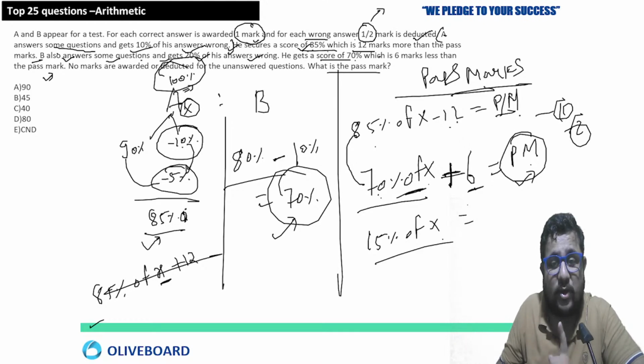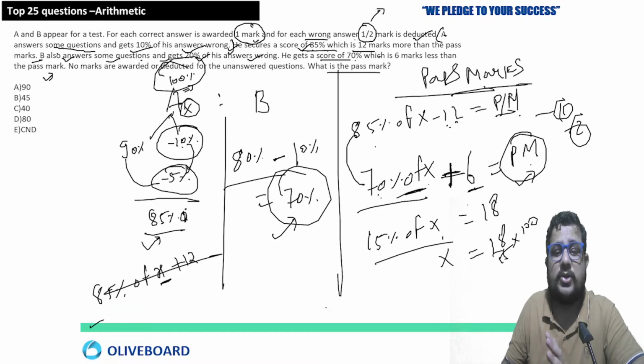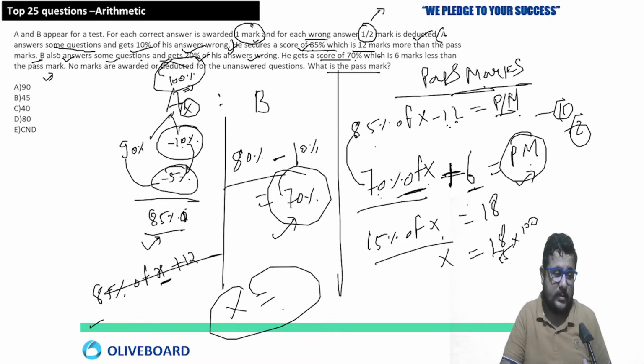So 15% of X is equal to what? Minus 12. Okay, will become what? Plus, okay, will be added when we subtract both the equations. So it will become 18 here. So X equals 18 by 15 multiplied by 100. Okay, so you will get the value of X, and when you have the value of X, you can easily get the passing marks. Clear?